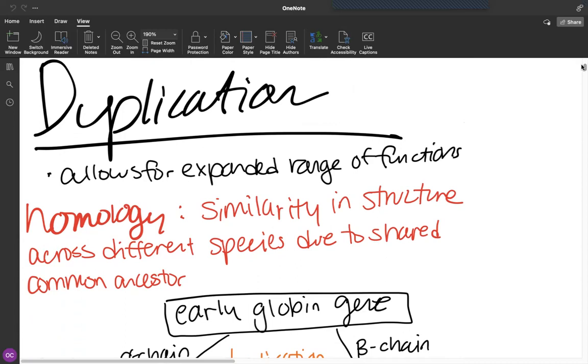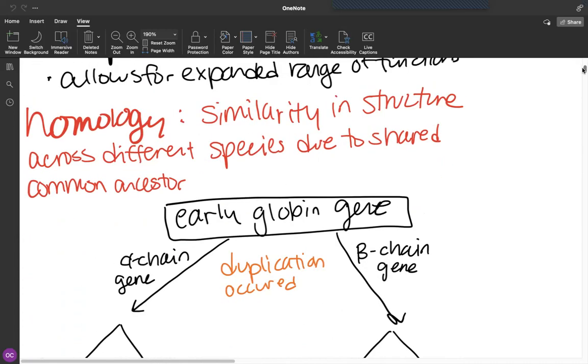Which brings us to our first main topic about duplication of loci. So this allows for expanded range of functions. And a few terms. Homology is the similarity in structure across different species due to shared common ancestry. So many animals have descended from a common ancestor, and you can compare some of their bones in their limbs, for example, and you can match up the same bones. They'll often have very similar shapes, but of course the limb shape itself is different depending on that species' form and its body plan.